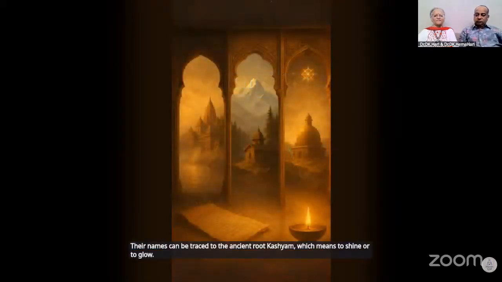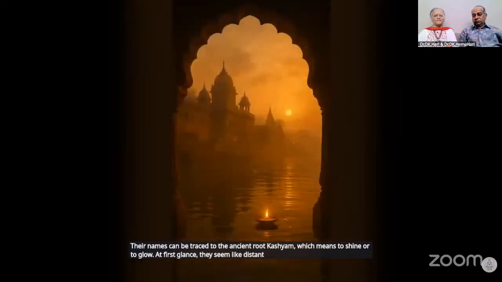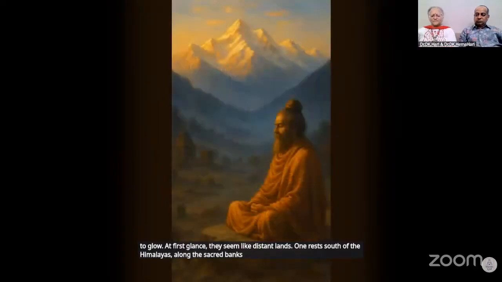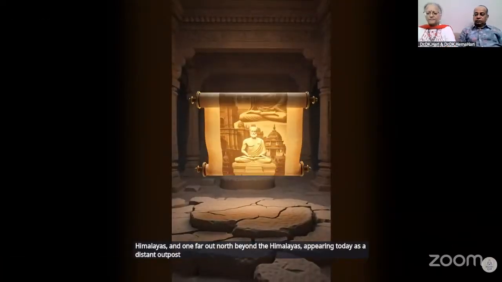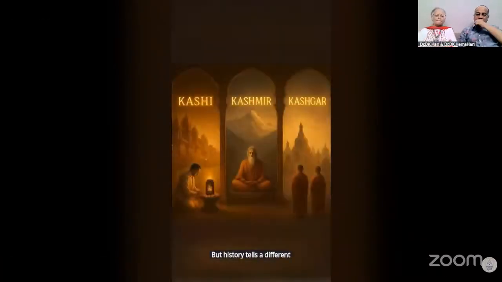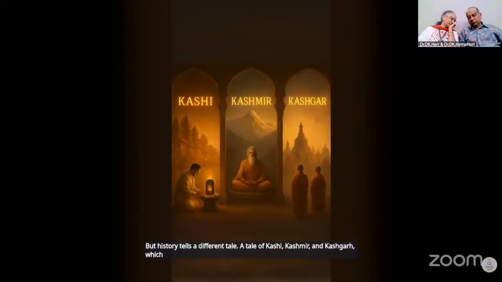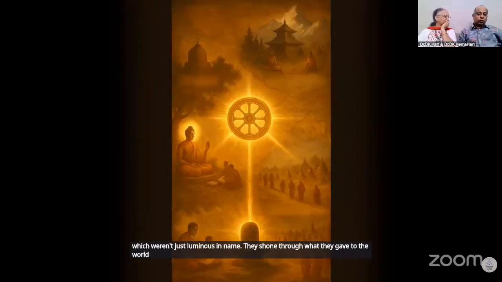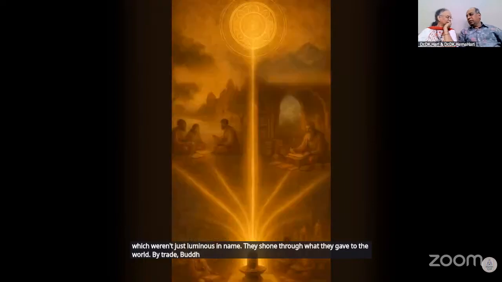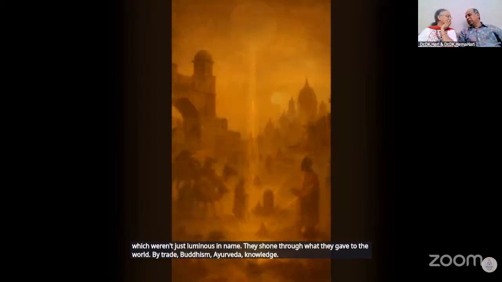At first glance, they seem like distant lands. One rests south of the Himalayas, along the sacred banks of the Ganga. One blooms in the lap of the Himalayas, and one far out north beyond the Himalayas, appearing today as a distant outpost. But history tells a different tale. A tale of Kashi, Kashmir, and Kashgar, which weren't just luminous in name. They shone through what they gave to the world. By trade, Buddhism, Ayurveda, knowledge, and scholars.